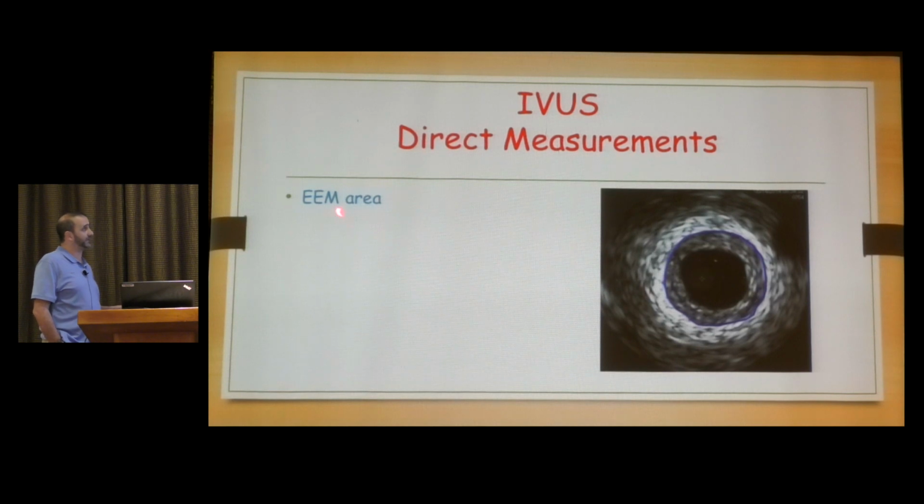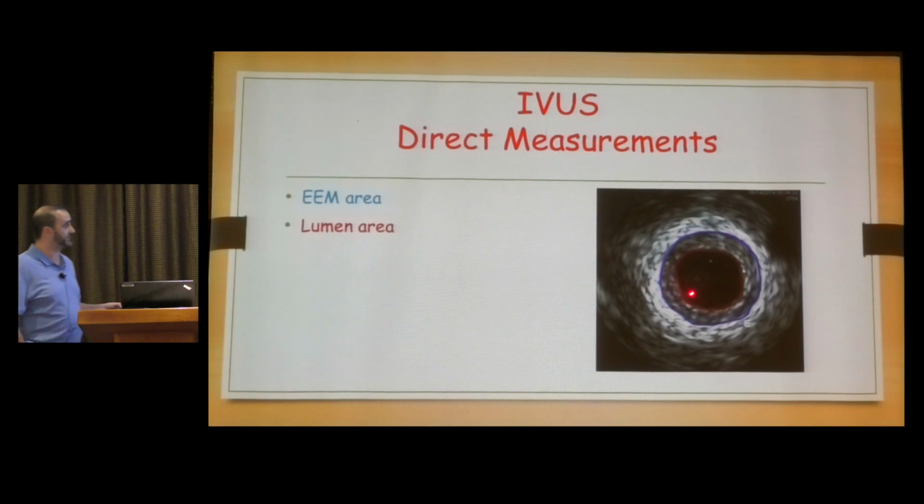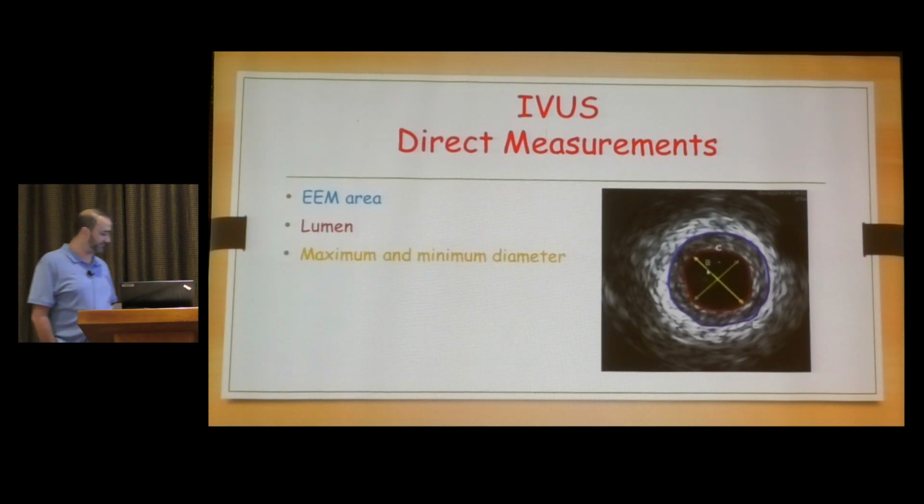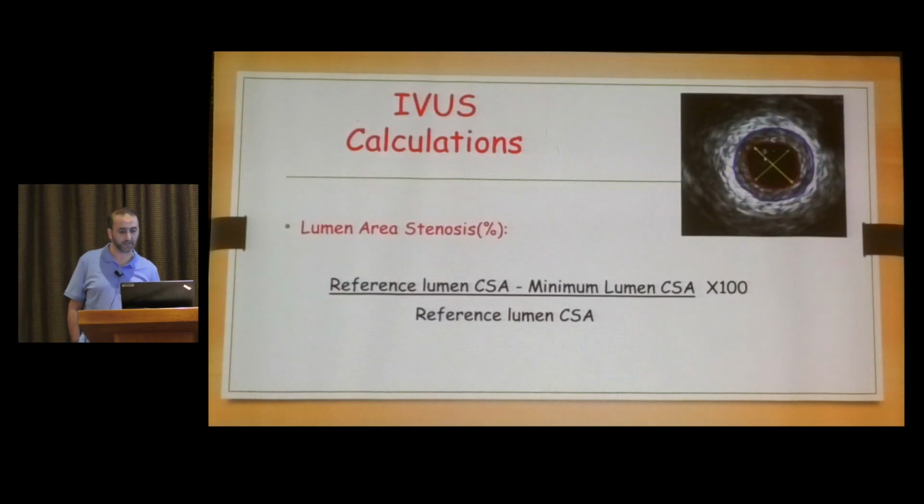I'm going to start with measurements of the IVUS. We usually measure the EEM area, which is the junction between the media and the adventitia, using this one here. This is the external elastic membrane, which is the total size of the blood vessel we have. We can also measure the lumen area, which is the inside lumen of the blood vessel. This is where the blood flow is. And we also can do the maximum and the minimum diameters of the blood vessel.